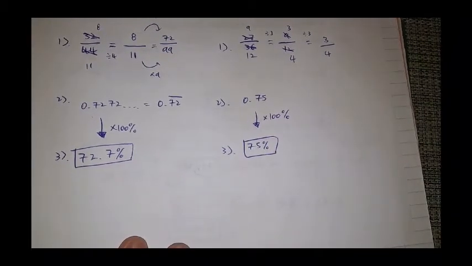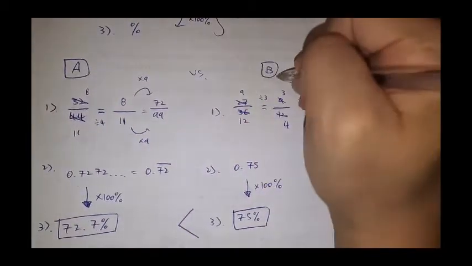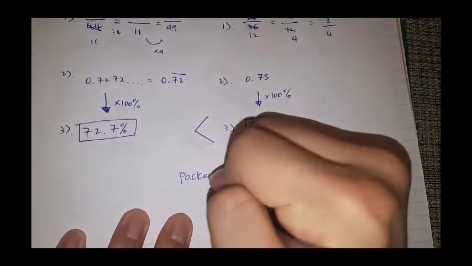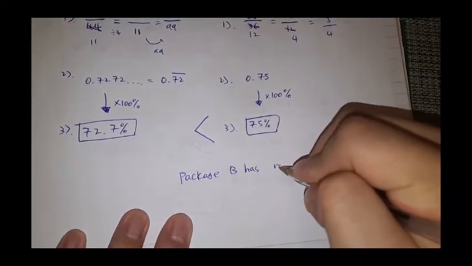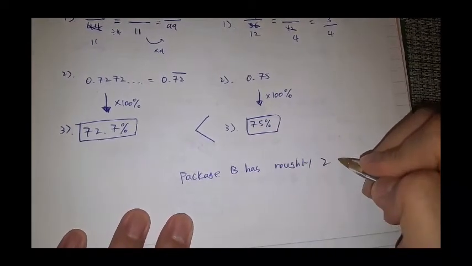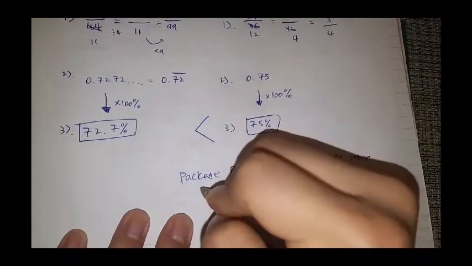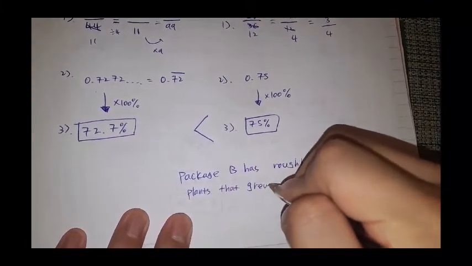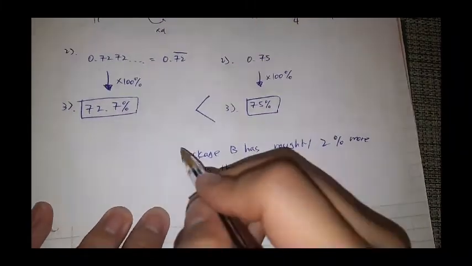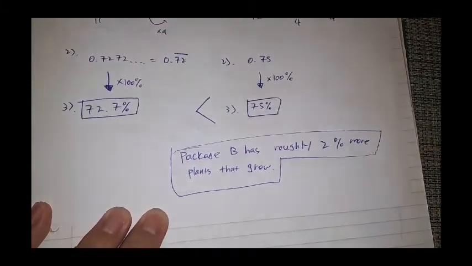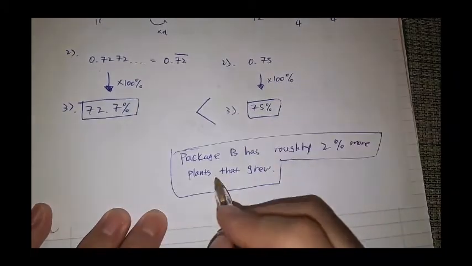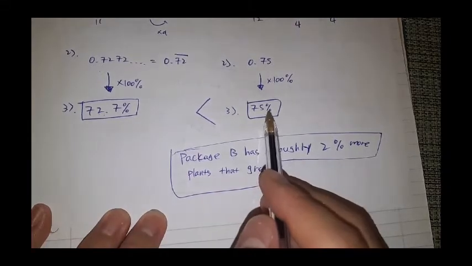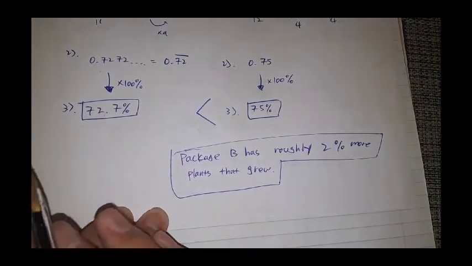And now you know which package was better. Package B is better because package B has roughly 2% more plants that grew successfully. So that's why. And the reason you may say, Mr. Kim, it's actually 3%. No, it's not. If you think about whole numbers, 73 and 75, it's about a 2% difference. And that's what you need to do.